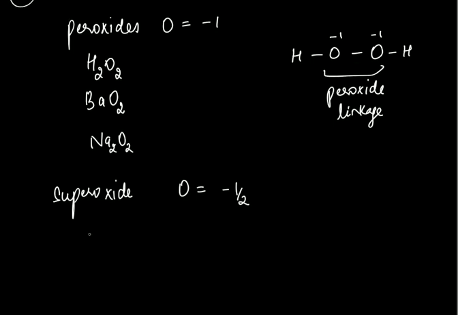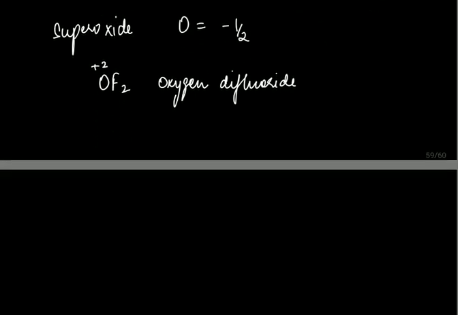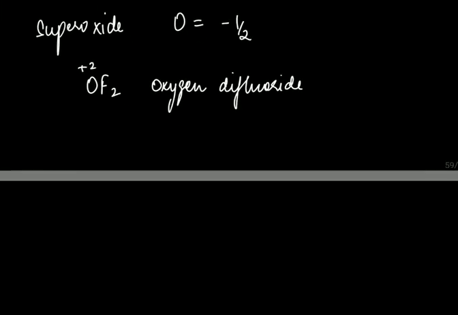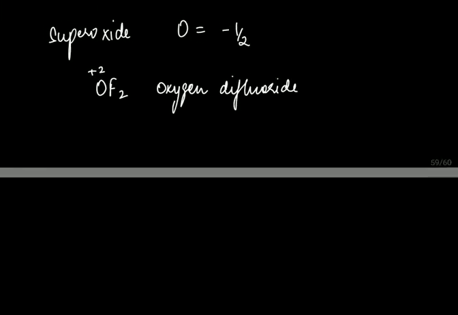Then oxygen can even show a plus oxidation state, which is very unlikely, but in certain cases it does. So we have an example of oxygen difluoride. OF2 over here, oxygen is going to show plus 2 oxidation number. Now how do we calculate this? Let's try to understand it.